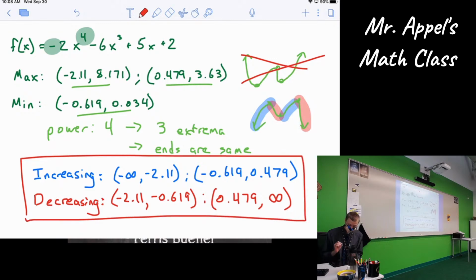That answers the question, where is this increasing? You need to find the extrema and then use the sign and power of the function to determine which side you're starting on, and then it's going to effectively alternate between each one. Any questions so far?